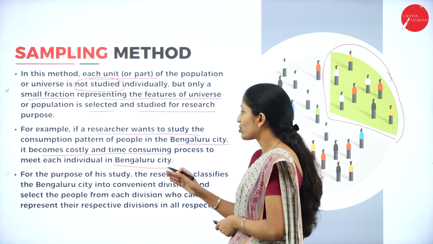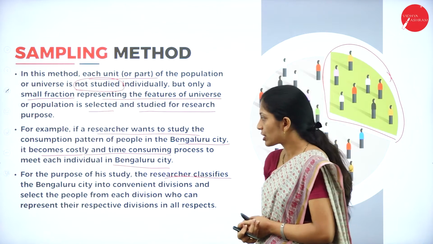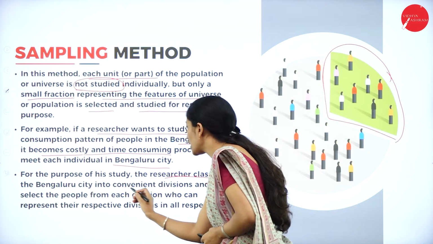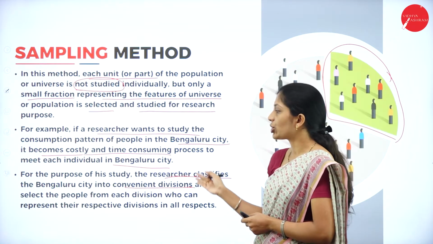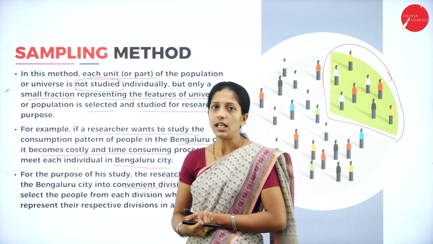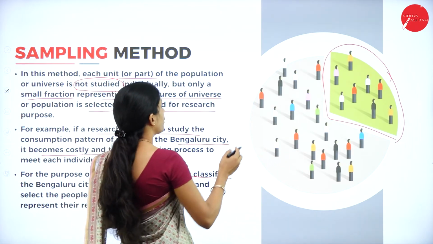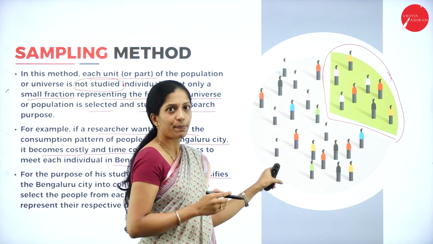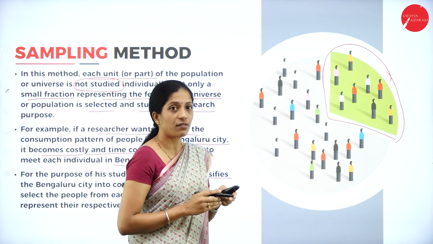For the purpose of his study, the researcher classifies Bangalore city into convenient divisions and selects people from each division who can represent their respective division in all areas. Now, suppose we take this picture itself. This is Bangalore city. Now, what will the researcher do?